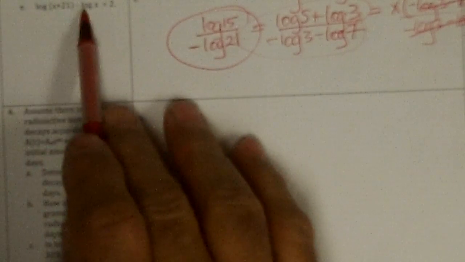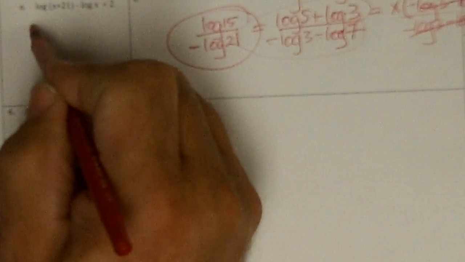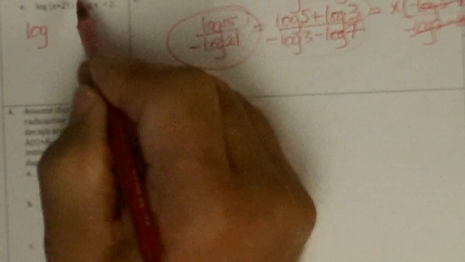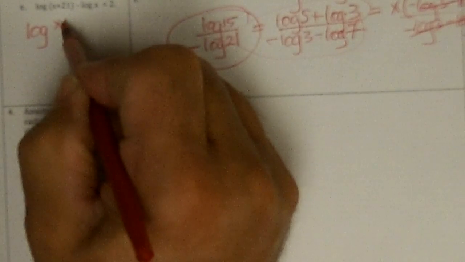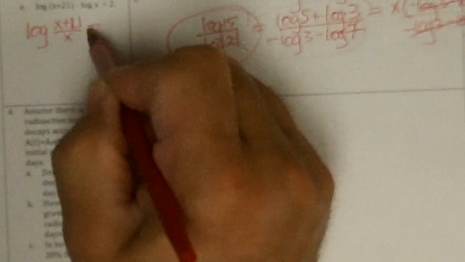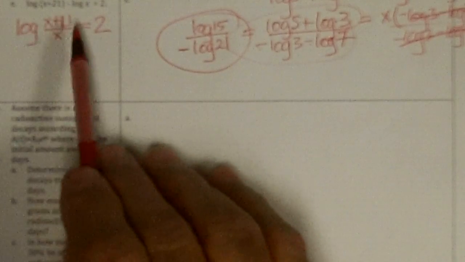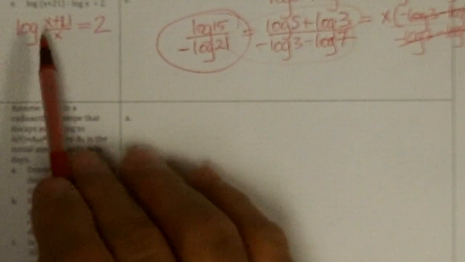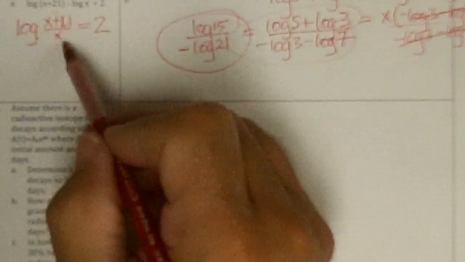So now I got log of two things here, so I'm going to combine those, and it's subtract, so I'm going to have log, the subtraction rule says goes to a quotient, that's x plus 21 over x equals 2. Since there wasn't a base, that means it's a base 10. So since there's an x with the log, I'm going to change it to a power. So I'm going to have 10 to the 2 equals this.